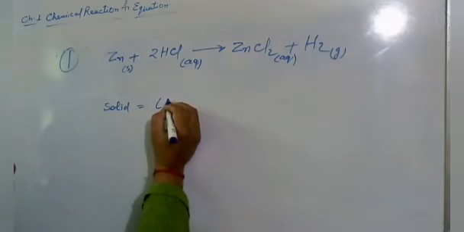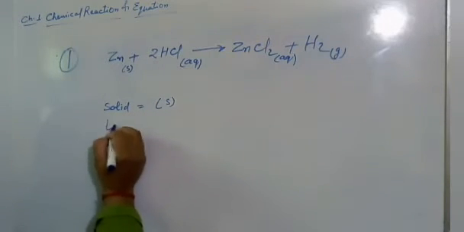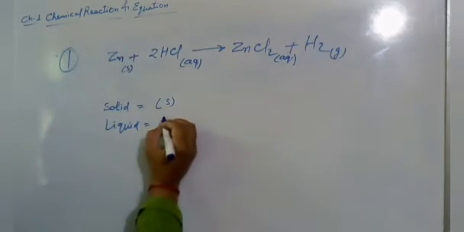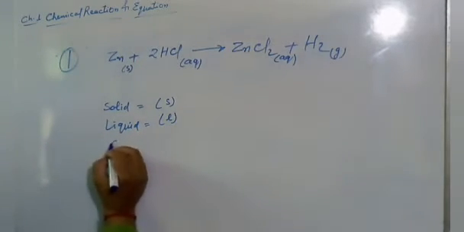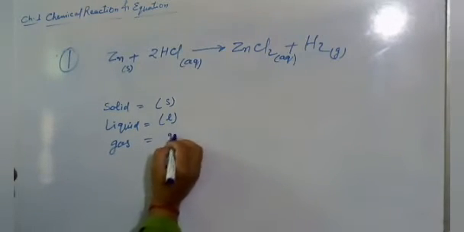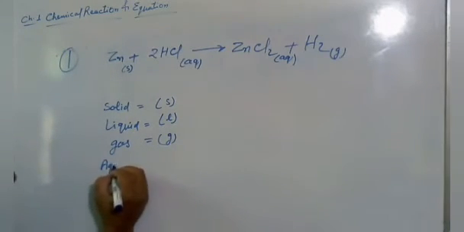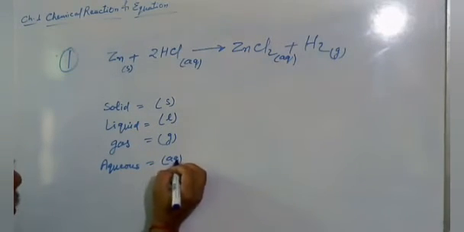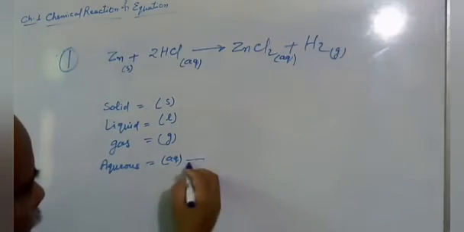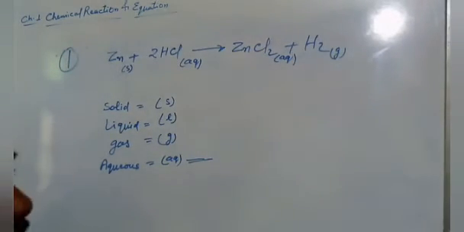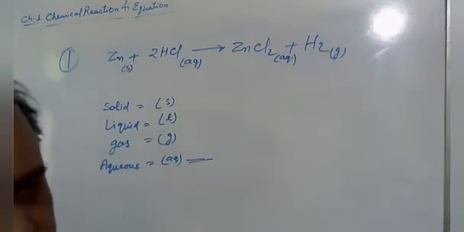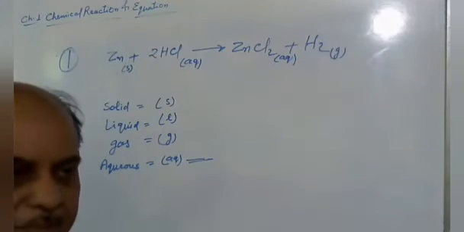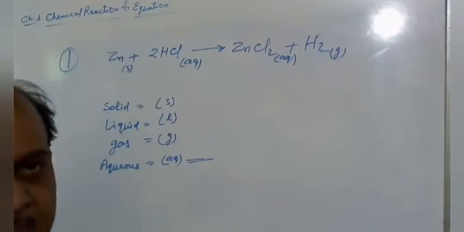For solid state, small s in brackets; for liquid state, small l in brackets; gas state, small g in brackets; and aqueous, aq in brackets. Aqueous state means when a substance is dissolved in water. For example, sodium chloride salt is in solid state. When we dissolve it in water, it will become salt solution in aqueous state.